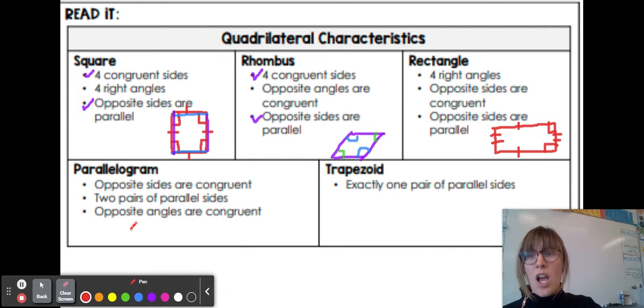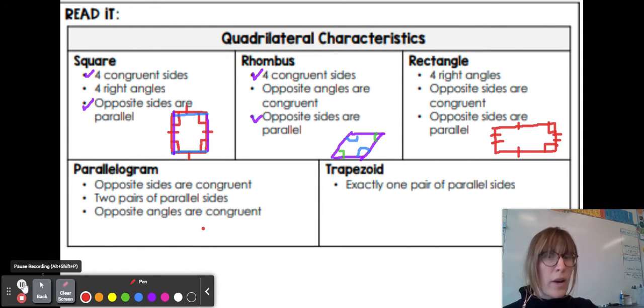Okay, parallelogram. Opposite sides are congruent. Well, that sounds familiar, right? We have that in a rectangle. We have that in a rhombus. We have two pairs of parallel sides, and we have opposite angles being congruent. Well, that also sounds familiar, just like in a rhombus. So what makes a rhombus different than a parallelogram, or a parallelogram different than a square?